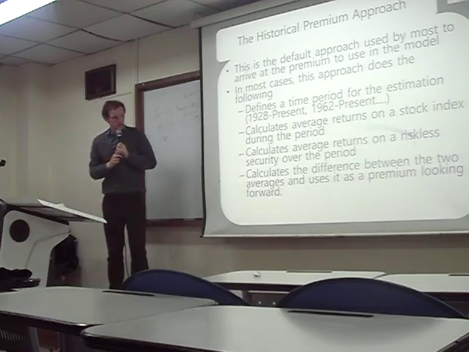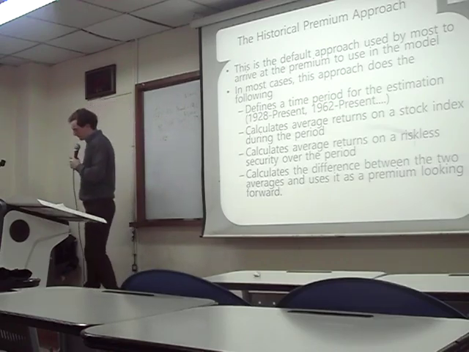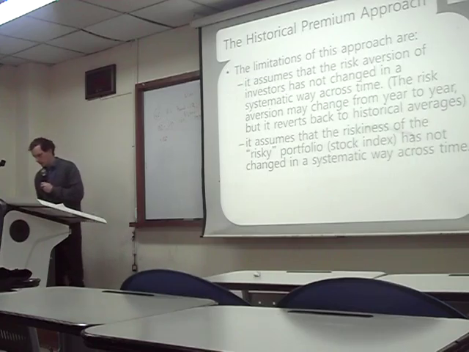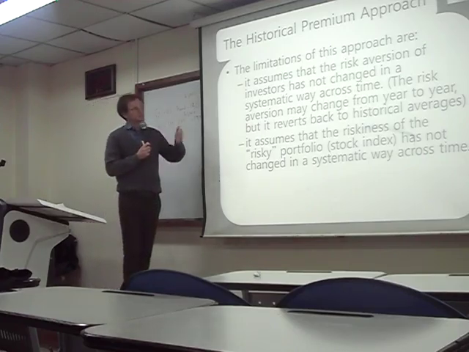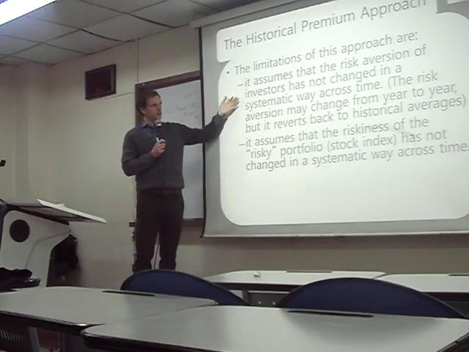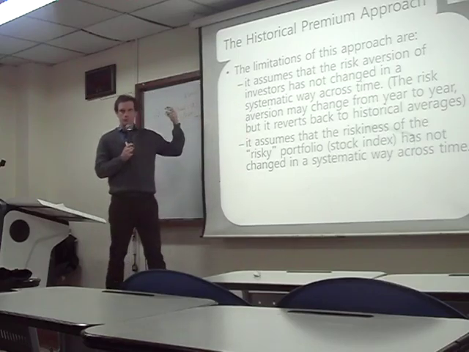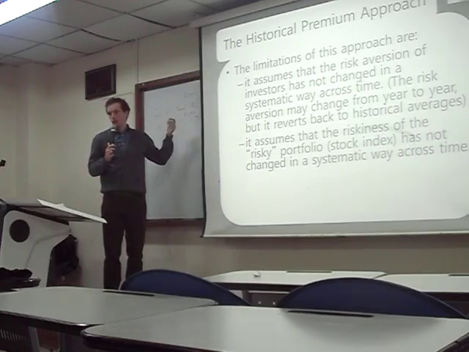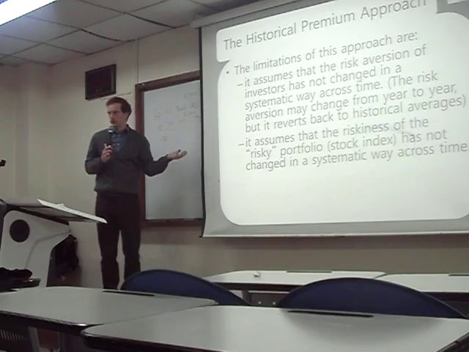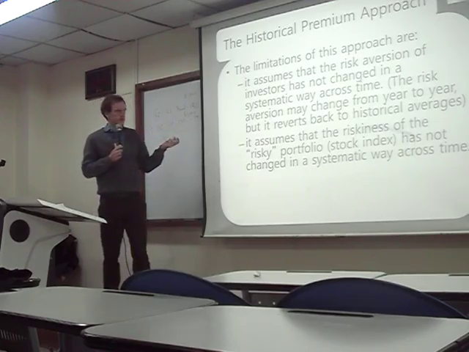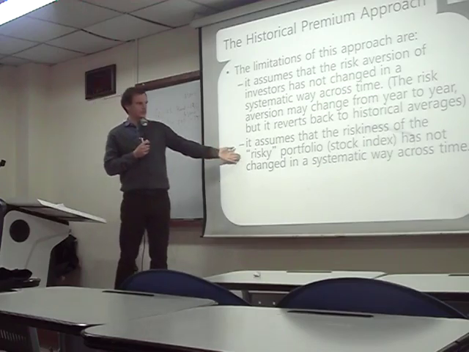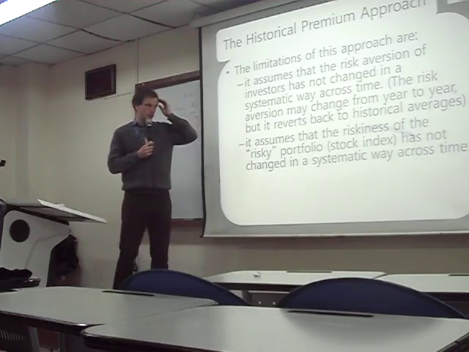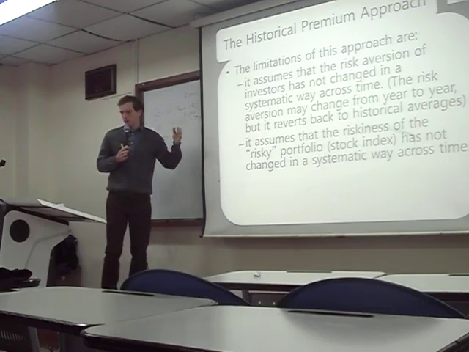It just so happens, in practice, the S&P 500 has done better than the US bonds. And that's what we're calculating here. How much better did the S&P 500 do than the US government bonds a year? So we get the average returns on the bonds, the average returns on the stocks, and it's going to be different depending on the time period we use. So this approach has some limitations looking at the past.